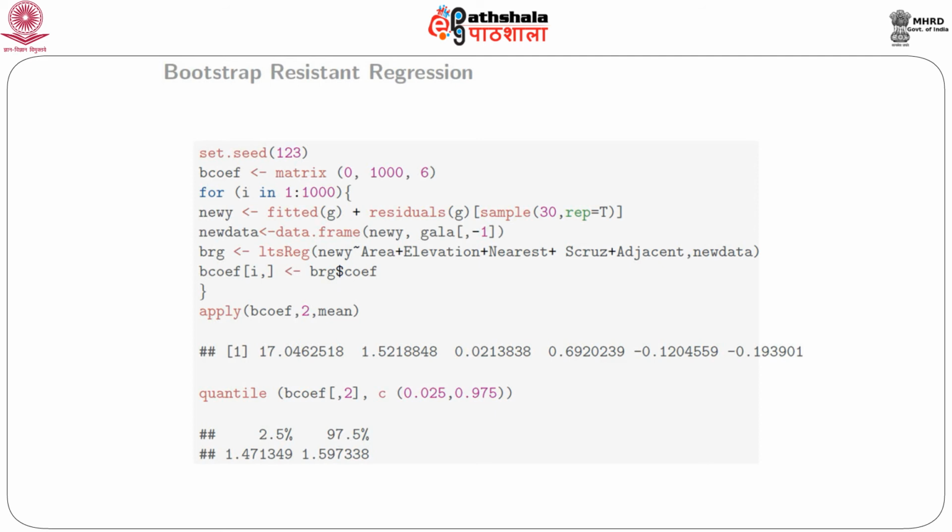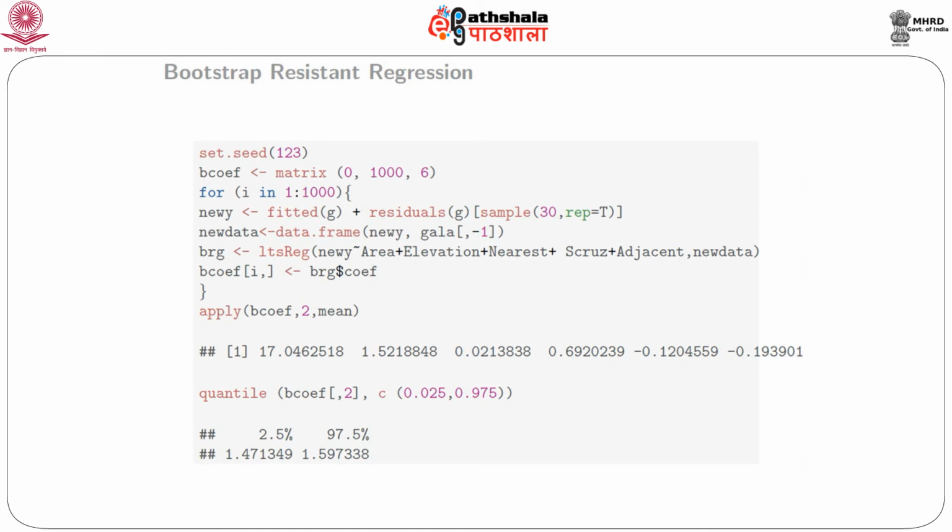Once we run this command, and I have used set.seed(123) for reproducibility, Bquef is the matrix which holds 1000 bootstrap estimates of the 6 coefficients. So, if we just use apply(Bquef, 2, mean), we get the mean estimates. Now, note that the bootstrap estimates are a bit different from the least square estimates.